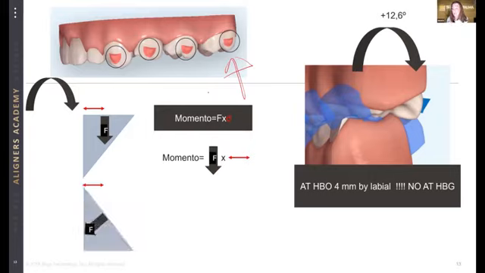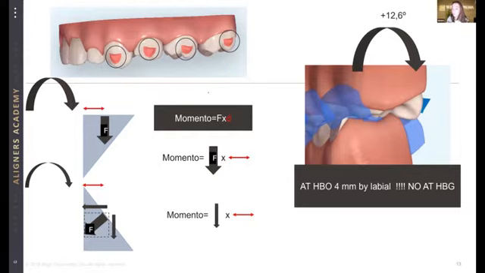force by distance. If we use the bevel to gingiva, this force that is created by the contact between the aligner and the attachment is going to divide into two different forces, smaller than the first one. So the moment of torque of this molar is going to be more reduced.